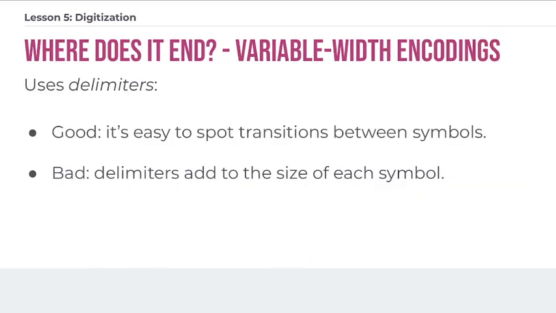So the question is, how do you know where one character ends and the next begins? With Morse code, we said that the telegraph operator would take a longer pause, longer than any pause between dashes and dots, to show where one character ended.